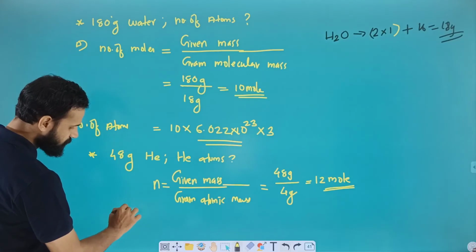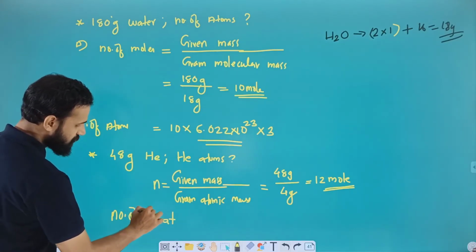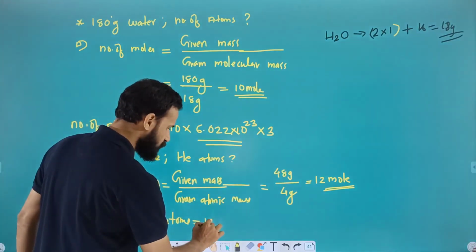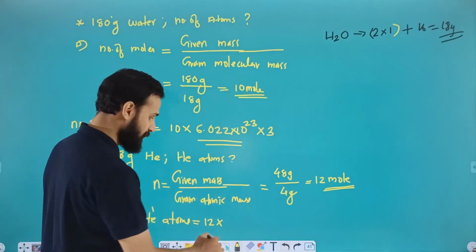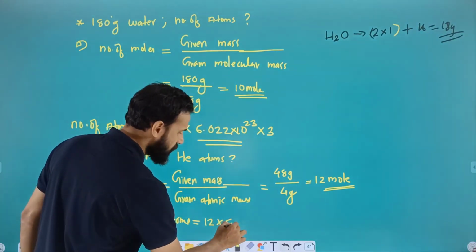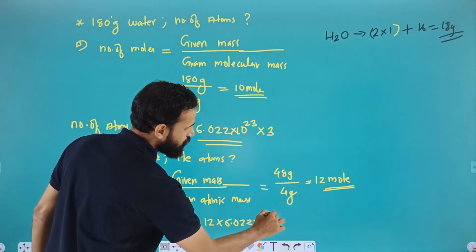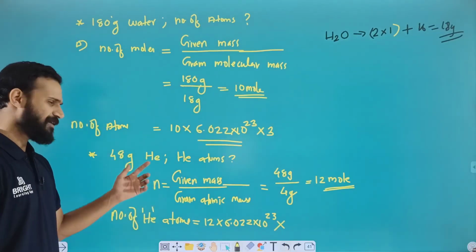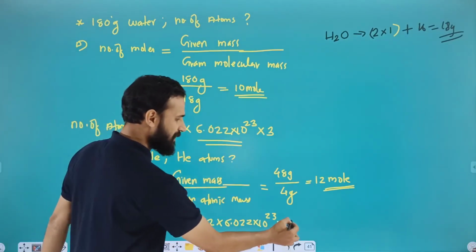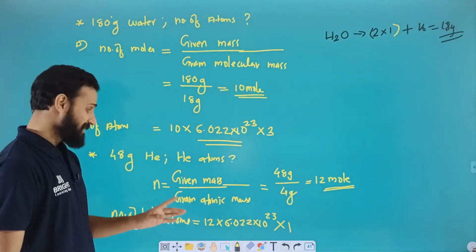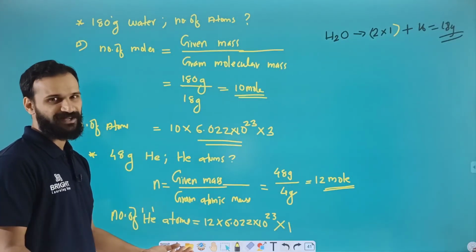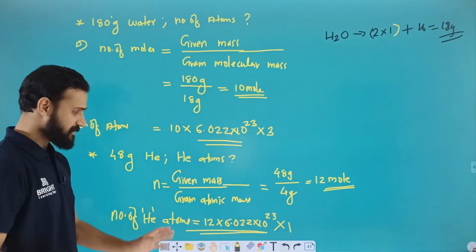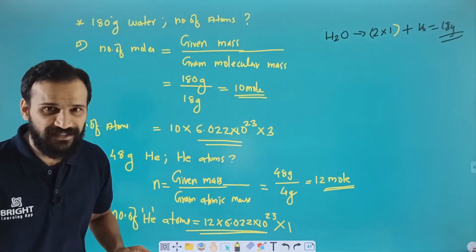Number of helium atoms is equal to number of moles, that is 12, into Avogadro number, then only we get the number of molecules, that is 6.022 into 10 raised to 23, into atomicity. What's the atomicity of helium? Here we have only one helium atom, so we just multiply with 1. That means in the case of helium, number of molecules will be equal to number of atoms. So this is the answer. I'm not writing the final answer; this is a way of solving this kind of question. Is this clear?